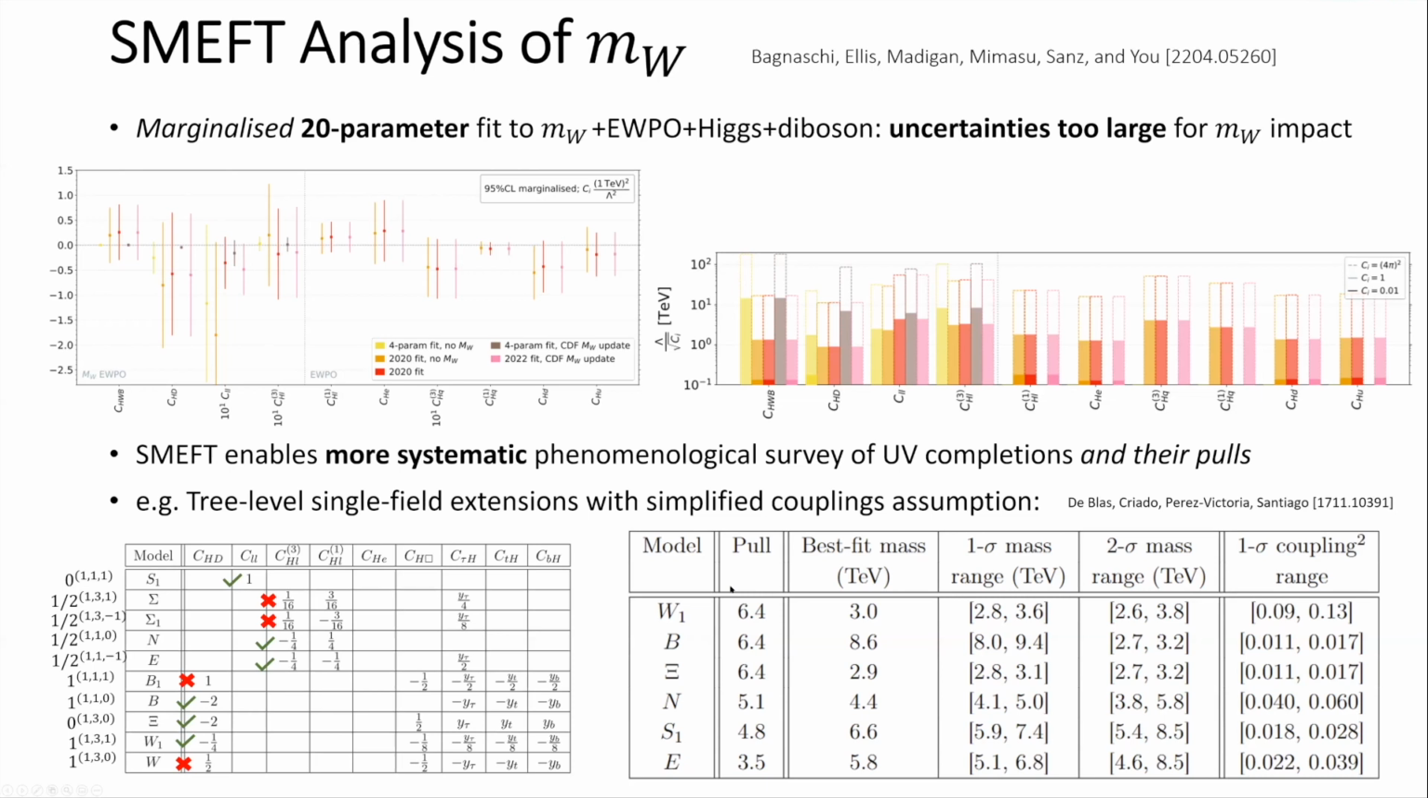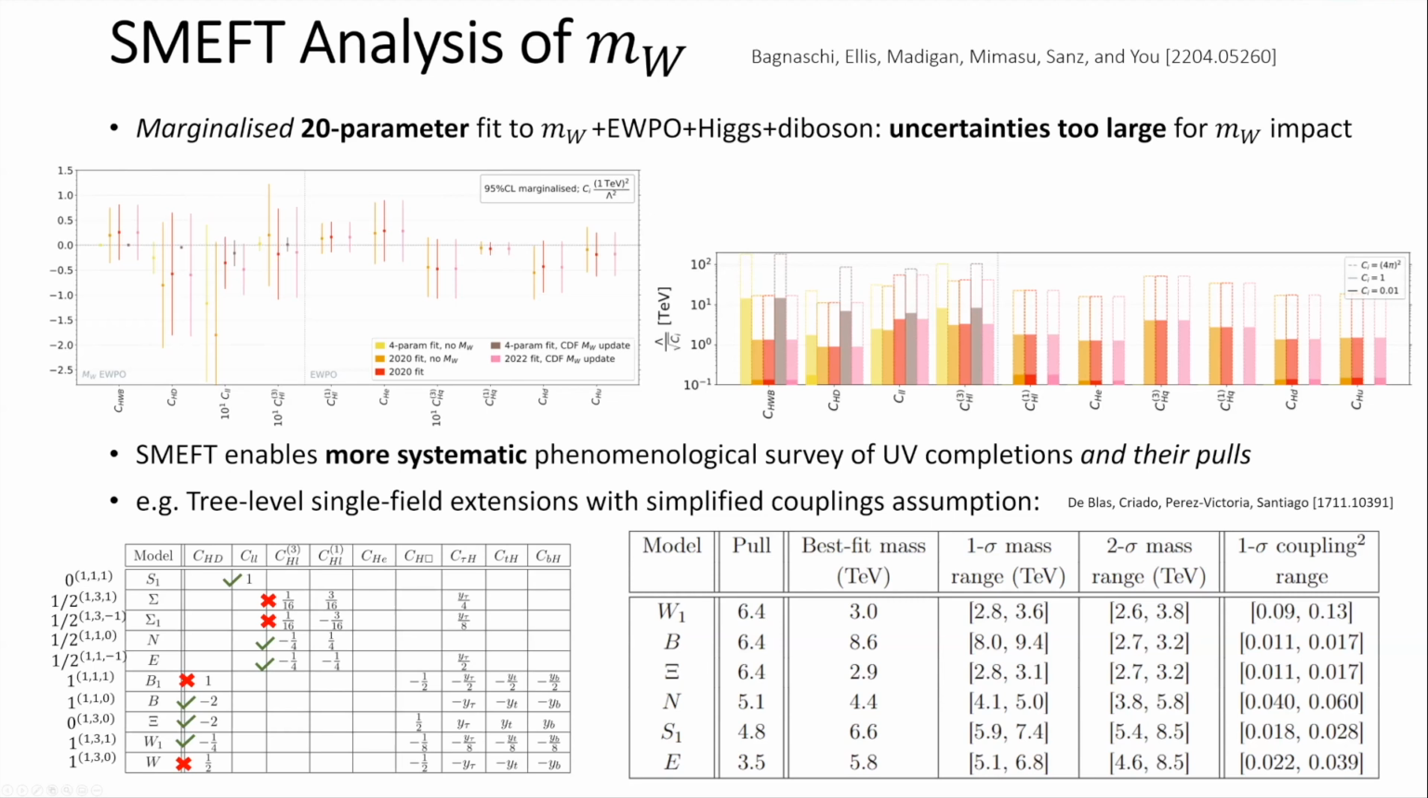As expected, we get the strongest pulls for the ones that generate CHD, but we shouldn't neglect as well the ones that generate the other operators, which have been less studied in the literature. So this systematic survey can really tell us other interesting models that we should perhaps be identifying and looking at. For example, the right-handed neutrino option is something that pulls at 5 sigma. And I believe a paper yesterday studied this as well. So this is all I wanted to mention.